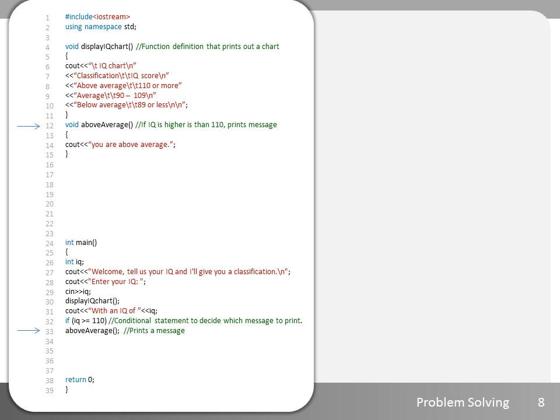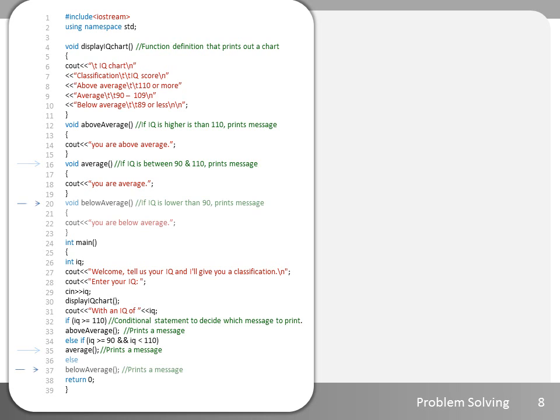Let's continue. Here I chose that if the IQ is 110 or higher, it'll display a message saying you are above average. Next, we'll do an else if that says that if it's 90 or between 90 and 110, then the message it'll print out this time is you are average. Know that these messages that the functions are printing out will be placed next to the message that was printed earlier in the main that says "with an IQ of," and then it has the IQ entered directly after it.